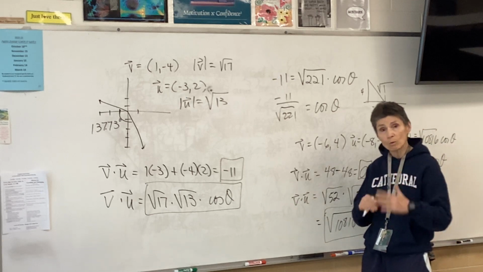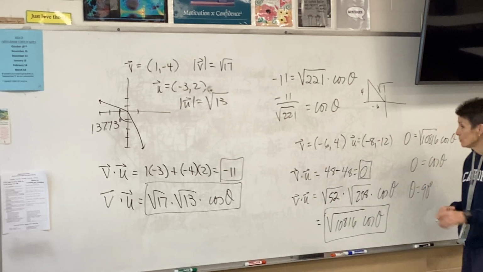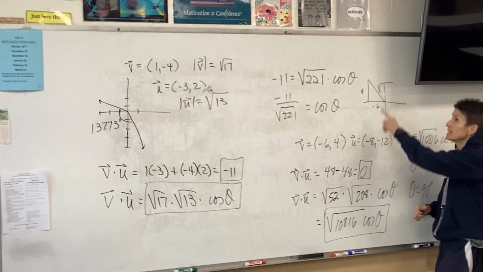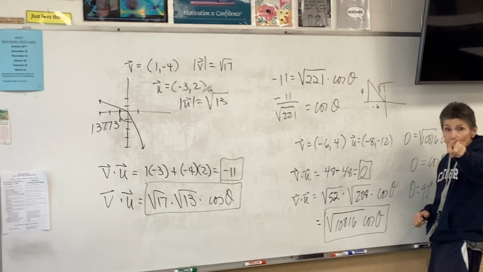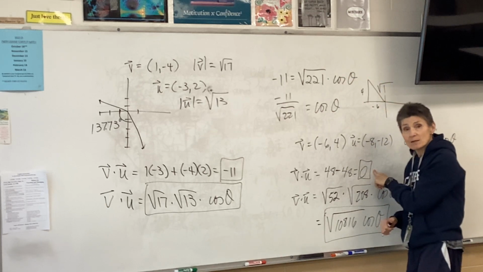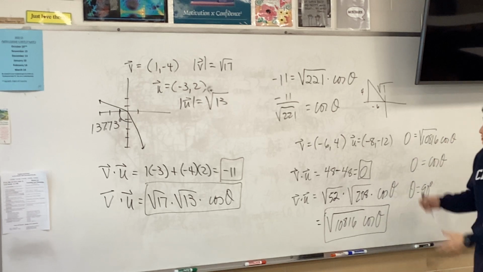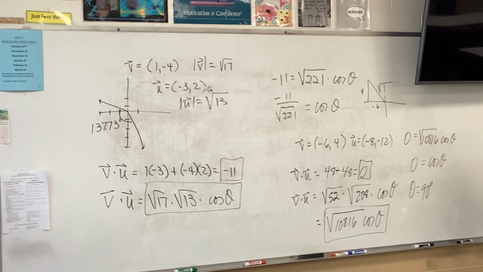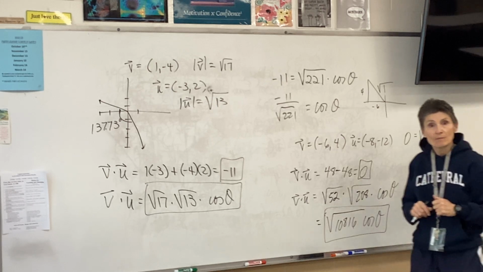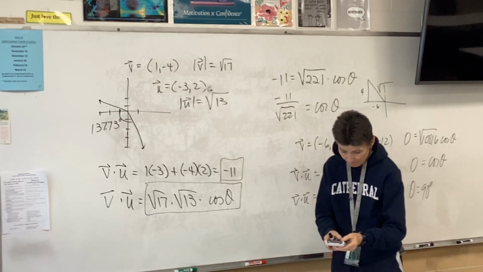The vectors are orthogonal, which I knew right here, because I had it written up here, something for you to know, that if v dot u is 0, if the dot product is 0, then the vectors are orthogonal. So what is the angle between these two vectors? 90 degrees. They are orthogonal.